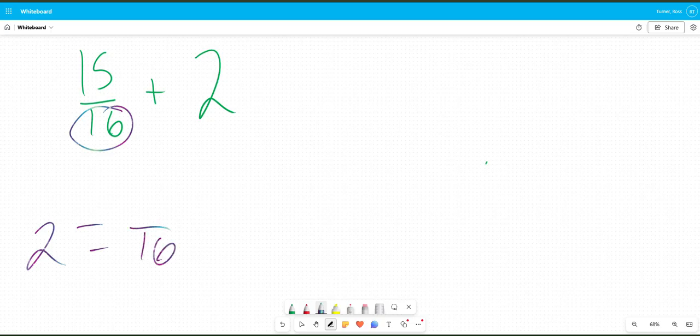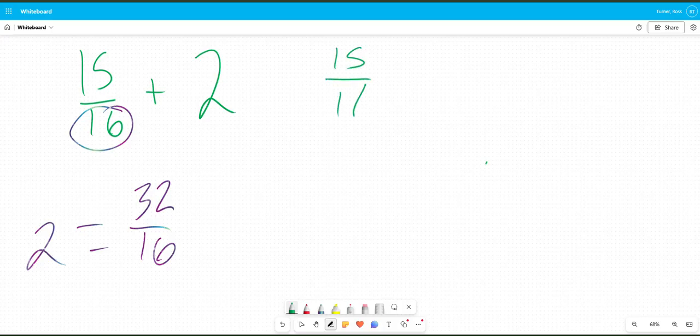Well, what we're going to basically do is say 2 wholes is equal to something over 16. 16 times 2 is 32, and then we keep the 16ths. So this is actually 15 16ths plus 32 16ths. So when we add that, we're going to look at the numerators real quick. We're going to rewrite our equation.